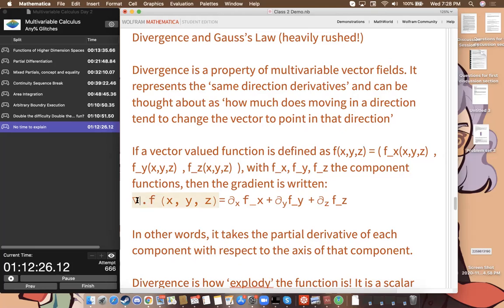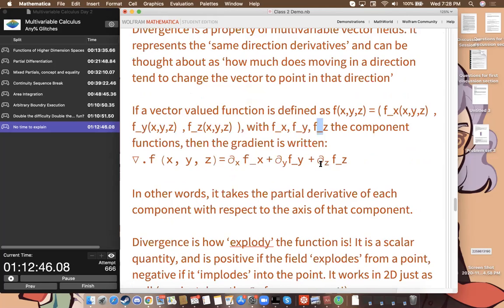So I'm just using a dot here, but this should be in the middle. And this upside down triangle is called nabla, or sometimes grad. But nabla dot f of x, y, and z, so we remember that fx is the x component, fy is the y component, fz is the z component of our vector up here. We define it as partial x fx, partial y fy, partial z fz, and we just add them together.